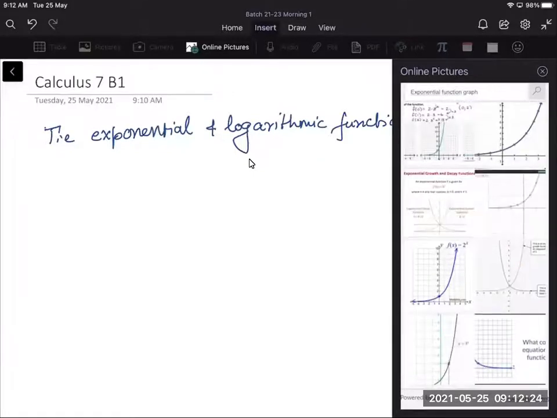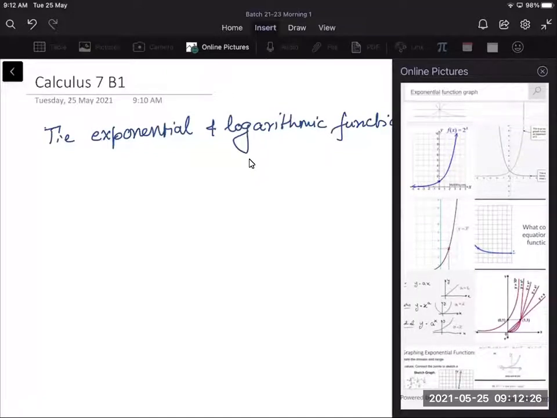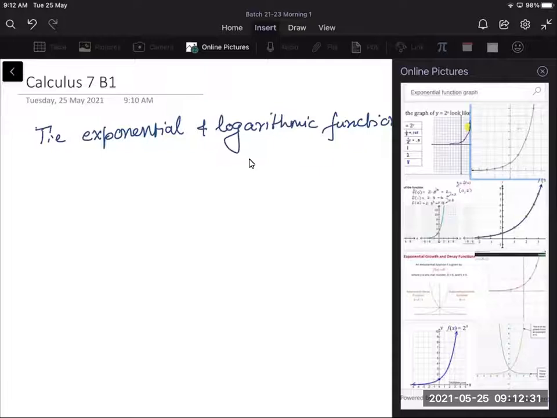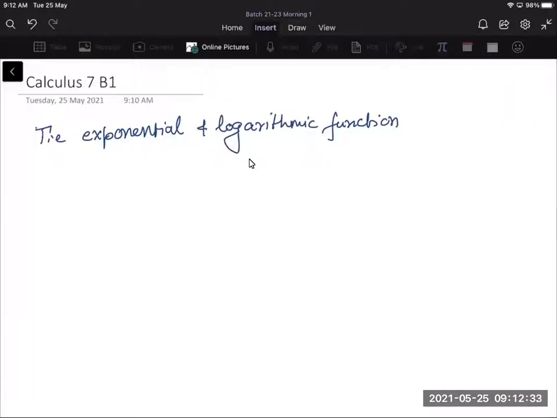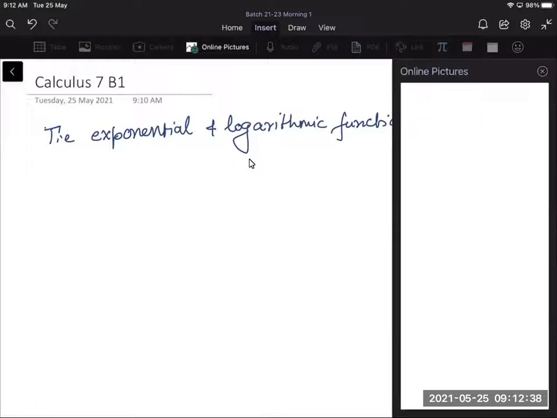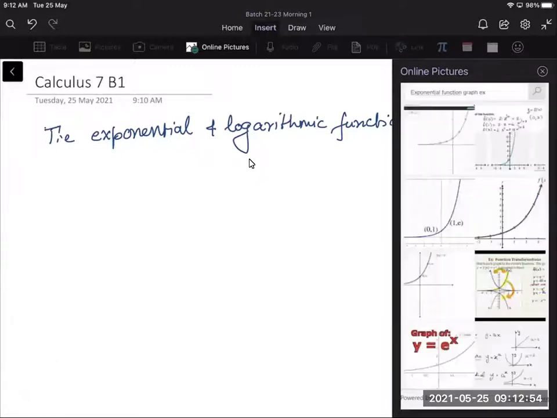So which graph should I choose for you guys? I can choose any. This one.